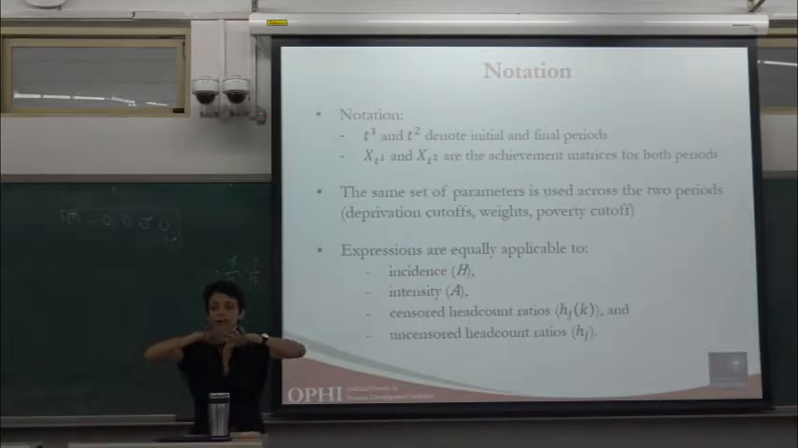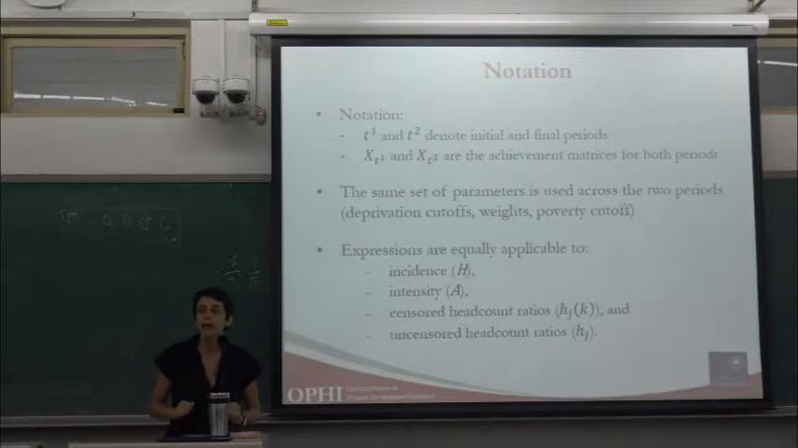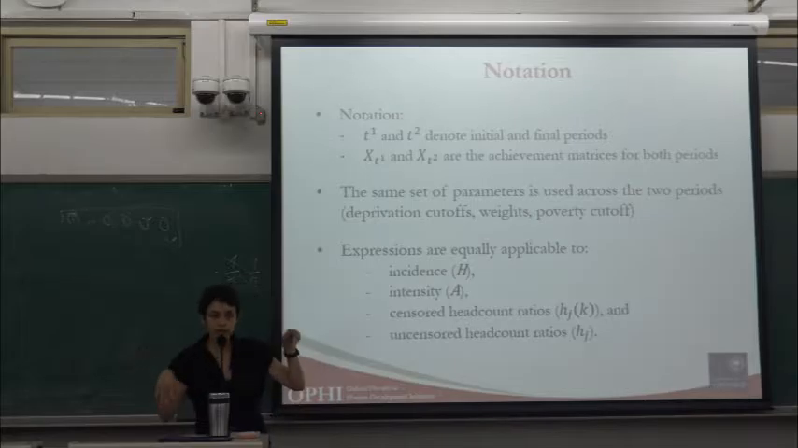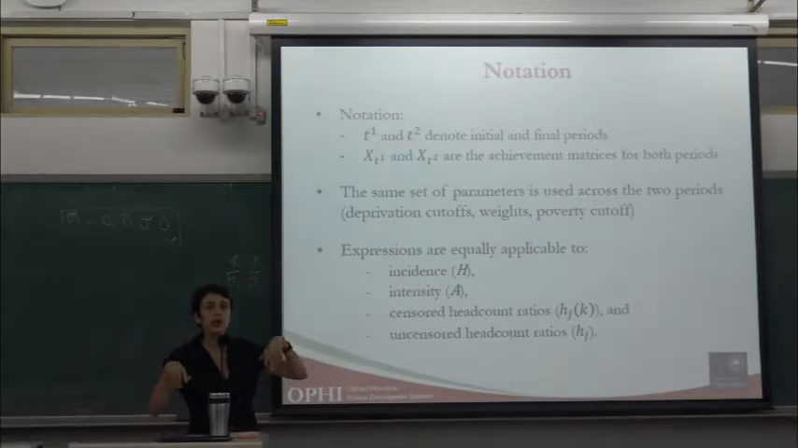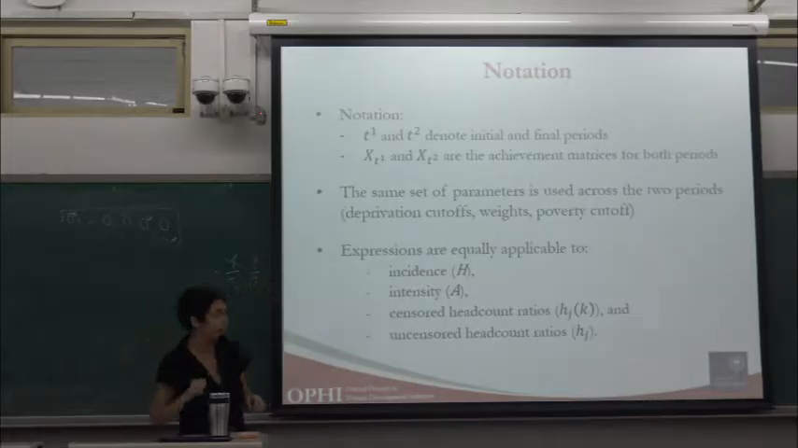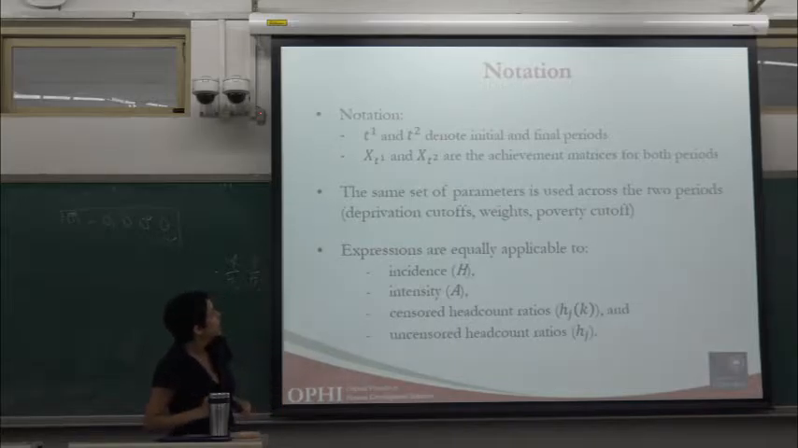Here I come when you already have the harmonized data and you have the two figures. What can we do? Some notation. I'm going to focus on two periods, T1 and T2. Let's make it easy: X_T1 and X_T2 are the matrices of achievements for one period and for the other. We have the same exact parameters, same indicators, same deprivation cutoffs, same everything.